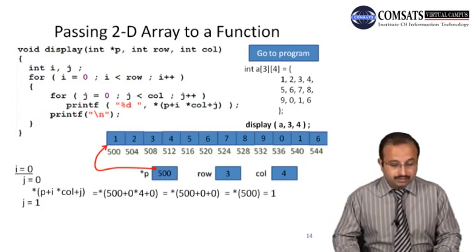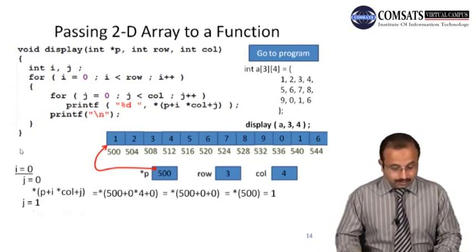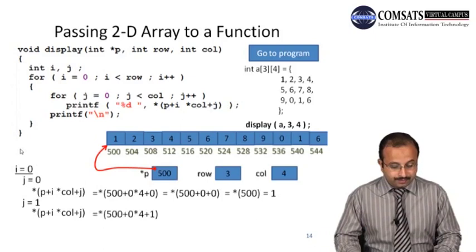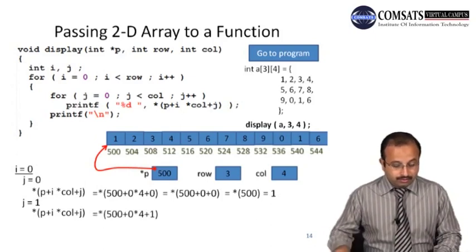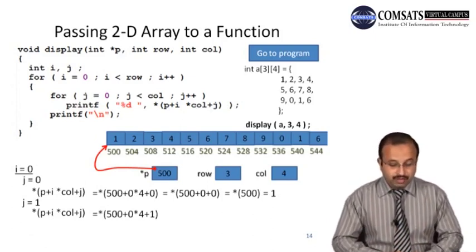Then the value of j is 1. The condition in the loop is j, 1 less than 4, that is true. Now the statement becomes 500 plus 0, the value of i is 0, that means we are at the 0th row, ठीक है, और 0th row में हम तमाम values print कर रहे हैं.